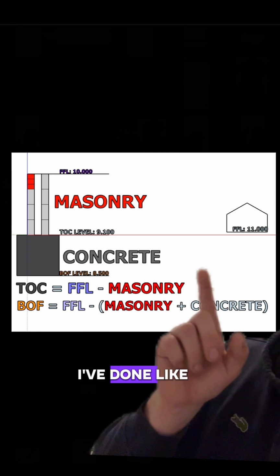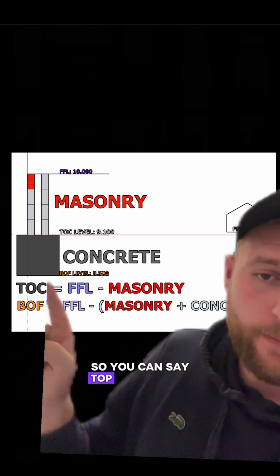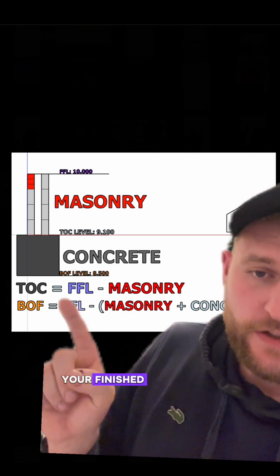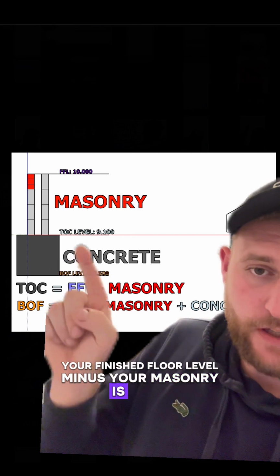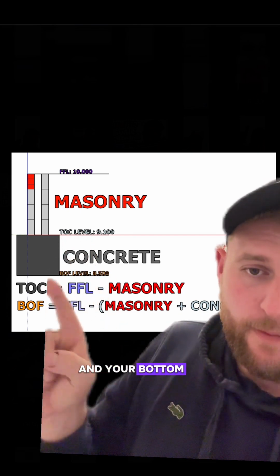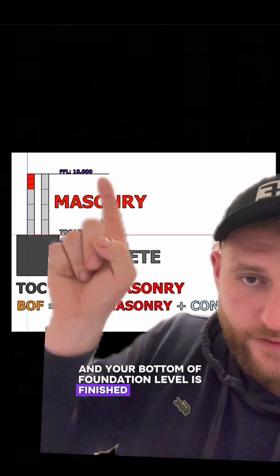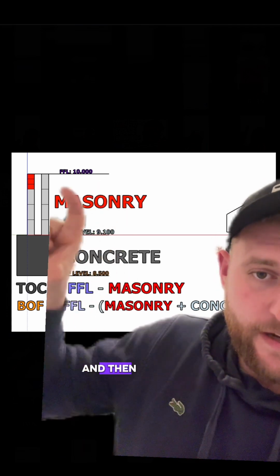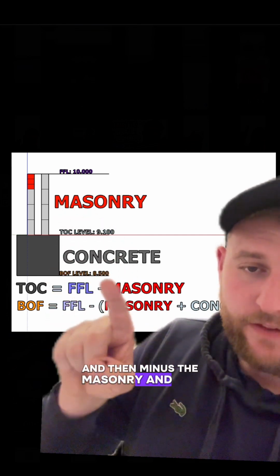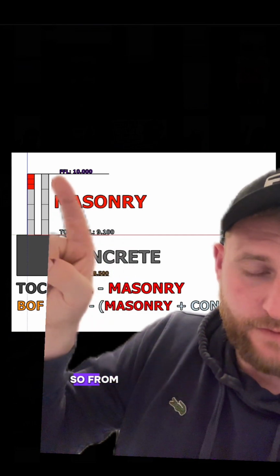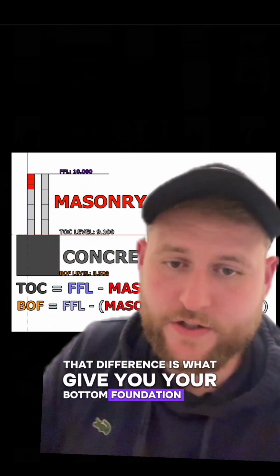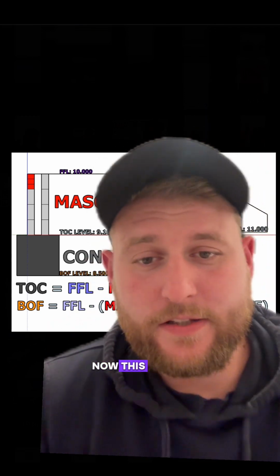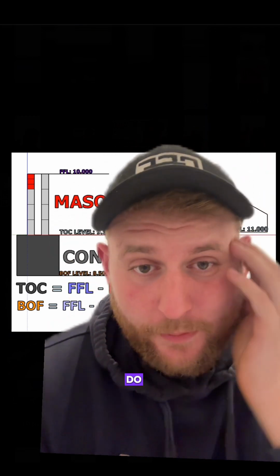So I've done a few little equations. So you can say top of concrete level is your finished floor level, minus your masonry is your top of concrete level, and your bottom of foundation level is finished floor level, and then minus the masonry and the concrete together. So from there to there, that difference is what gives you your bottom of foundation level. Now, this is just the basics of how to do it.